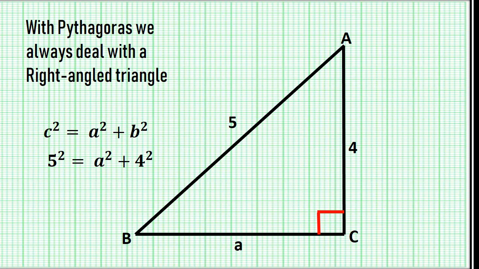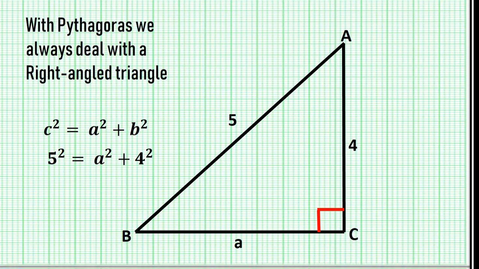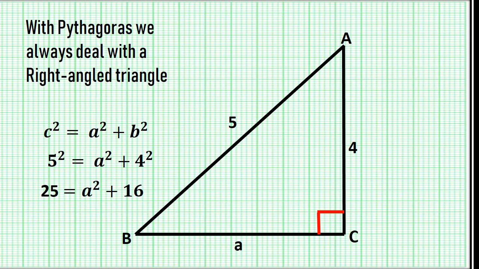Let's plug in our values still in our standard formula to see what we get. So c squared will then equal 5, and b will be equal to 4. That will give you 5 squared is equal to a squared plus 4 squared, which will give you 25 is equal to a squared plus 16.